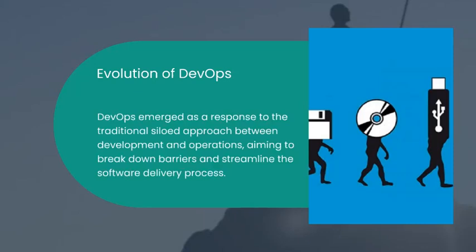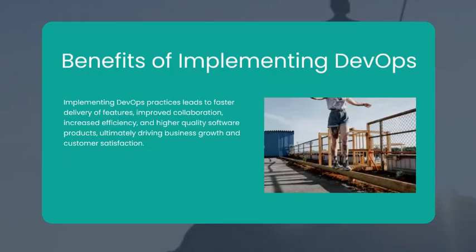The evolution of DevOps. Previously, it was a silo. The software development team was different, and the IT operations team was different. With the help of DevOps, they combine, break their barriers, and streamline the software delivery process. What is the benefit of implementing DevOps? The best benefit is that the delivery cycle becomes faster, collaboration is more effective, and we get high quality software. Most organizations which have implemented DevOps have delivered better business growth, and customers are more satisfied with them.